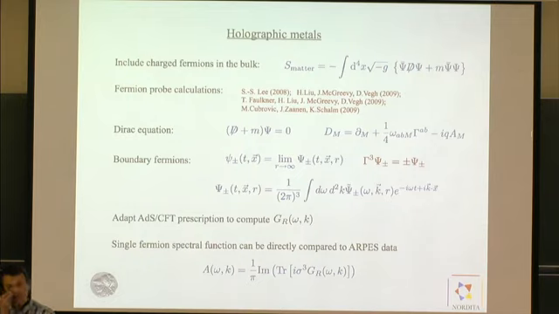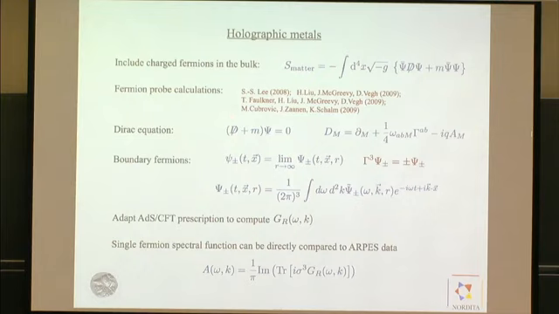So we're interested in systems that exhibit metallic behavior, but perhaps some non-standard behavior. And so what we're going to do is add to the system, rather than a charged scalar field, charged fermions. This has been done at the probe level by a number of authors, where you ignore the back reaction on the geometry due to the fermions, and this led to very interesting results. So you basically adapt your AdS/CFT prescription to this setup.